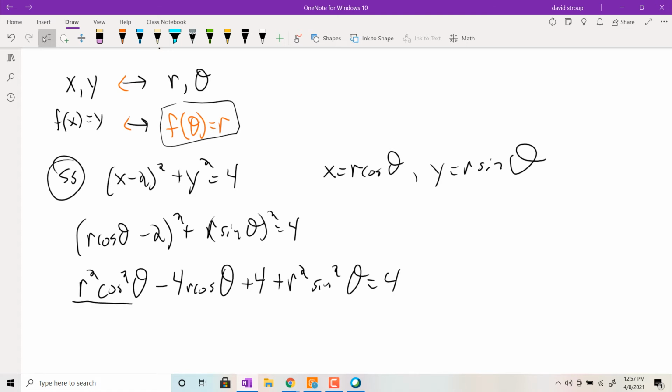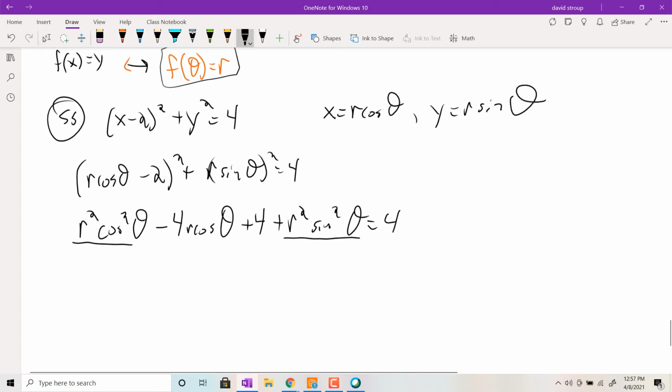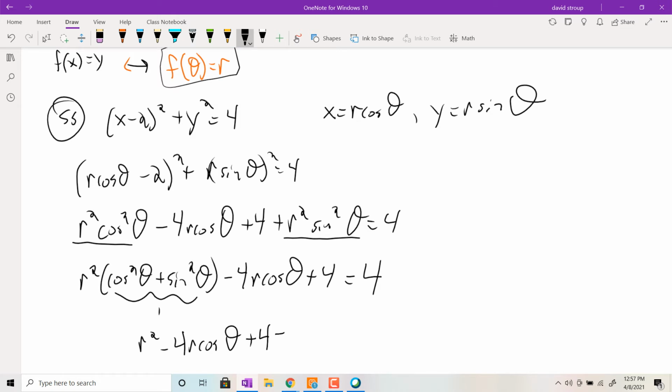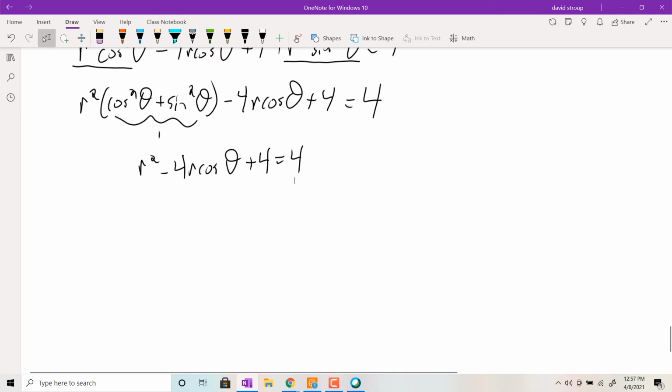These two guys will form one of your Pythagorean identities, right? So you could factor an r squared out of them, and you just have cosine squared theta plus sine squared theta, and that just ended up being r squared, right? And then minus 4r cosine theta plus 4 equals 4. And then, like I said, this would be 1. So you'd have r squared minus 4r cosine theta plus 4 is 4. Move that 4 to the other side. That'll give you a 0 there.